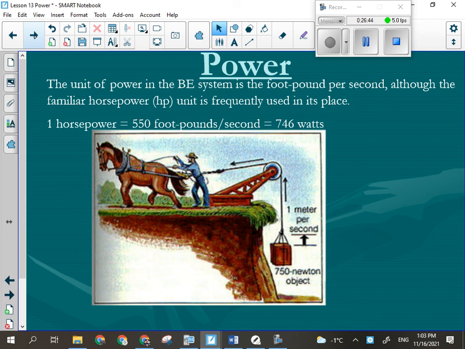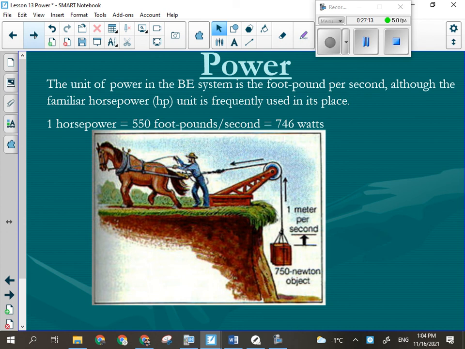To give you an idea, 1 horse will do 746 watts worth of power. That is 746 joules per second, is what a horse can generate. So if you put them on a treadmill and connected it to a bunch of light bulbs, they can light up just about 800-watt light bulbs if they ran really, really fast. That's the power of a horse.